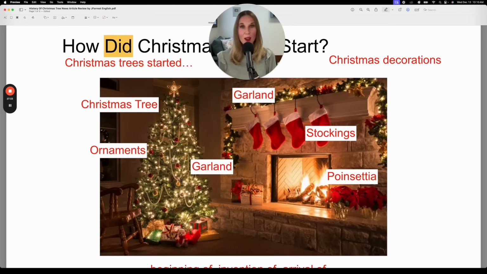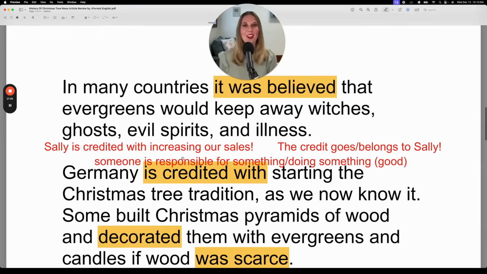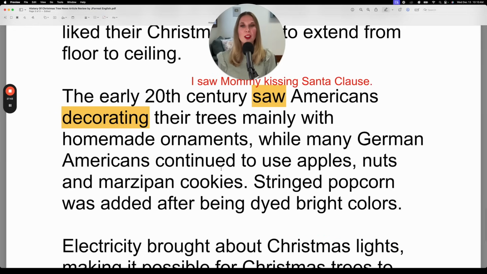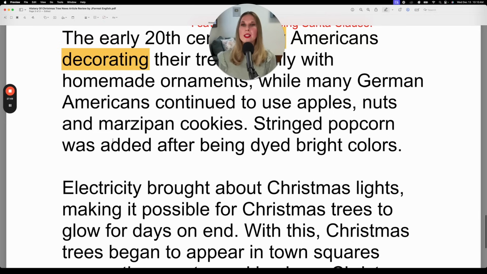I cannot imagine apples, nuts, and what was the other one? Cookies on a Christmas tree. What an oddity. And that's why it's so fun to learn about other cultures and traditions. Stringed popcorn was added after being dyed bright colors. Actually, I have seen stringed popcorn on Christmas trees in North America. So this one I have seen.